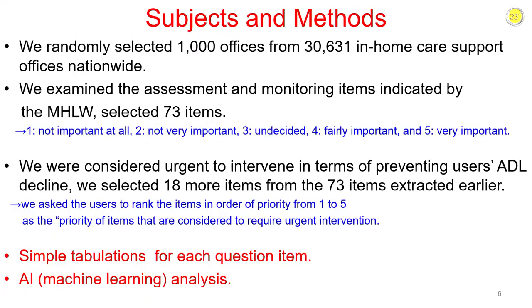Furthermore, in order to ask about items that were considered urgent to intervene in terms of preventing users' ADL decline, we selected 18 more items from the 73 items extracted earlier. From these 18 items, we asked the users to rank the items in order of priority from 1 to 5 that are considered necessary for an urgent intervention. The analysis method was simple tabulation for each question item.